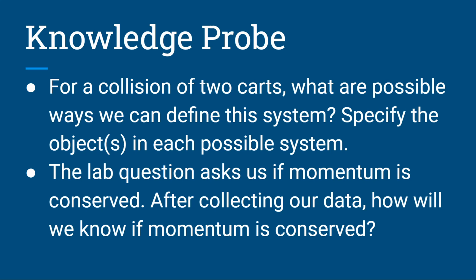Yeah, so if you wanted to include the track, that's going to make your job a lot harder if you're trying to do that. But yes. Just one of the carts, right? So let's say we have cart A and cart B. They're defined by color in the lab, but let's just call them A and B for right now. You could have the system that's cart A, just cart A. You could have a system that's just cart B, or you could have the cart A, cart B system. Okay, so those are different ways you could define the system and then start to analyze that collision.